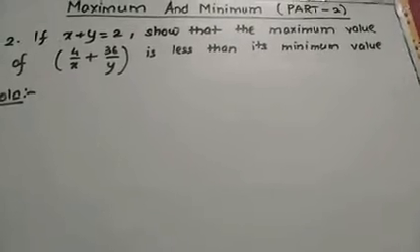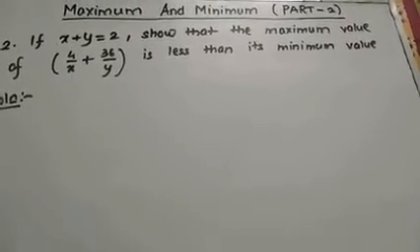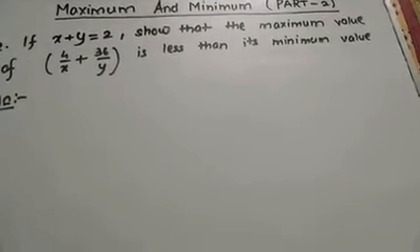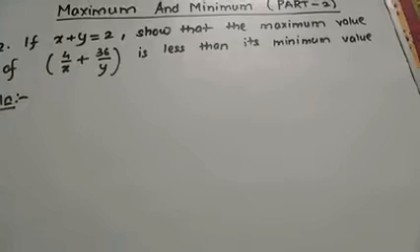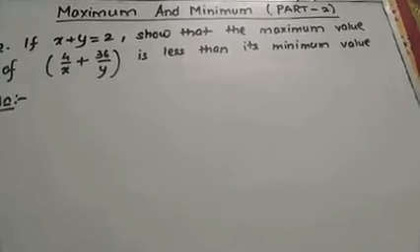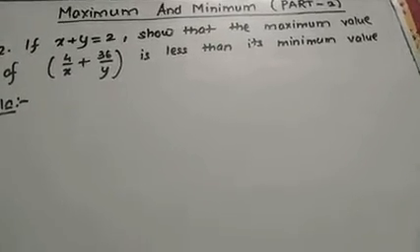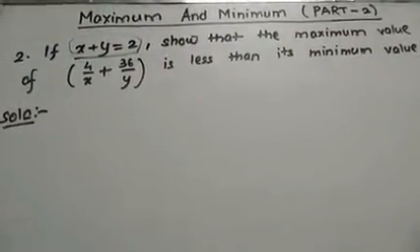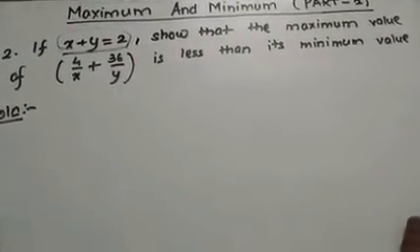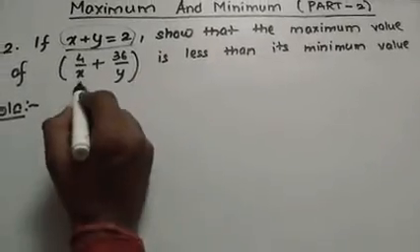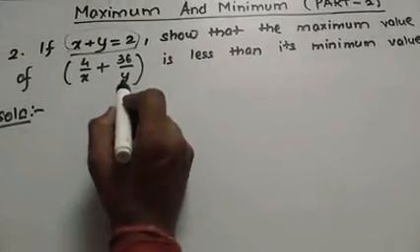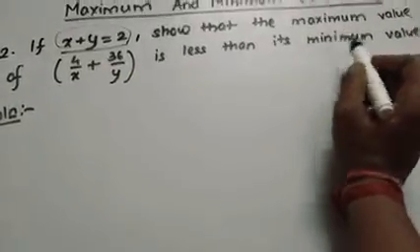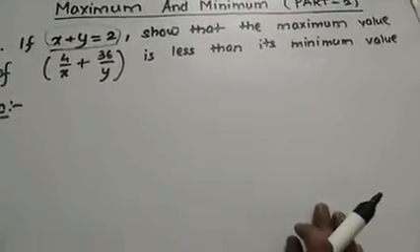Question number 2 is: if x plus y equals 2, then show that the maximum value of 4 by x plus 36 by y is less than its minimum value. So what does the question say? This one condition is given to you, x plus y equals 2. Now you have to prove that for this particular function 4 by x plus 36 by y, the maximum value is less than its minimum value.